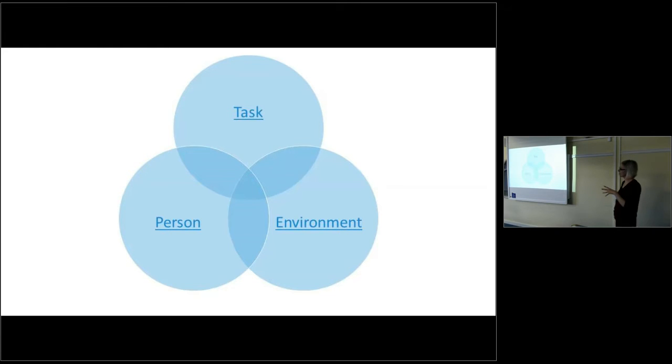The bit that's missing off the slide is here. This is an M, which is movement, motor control. So our motor control, our ability to execute sophisticated, successful, smooth, efficient, goal-orientated movement arises from an effective interaction between the task, the environment, and the person.